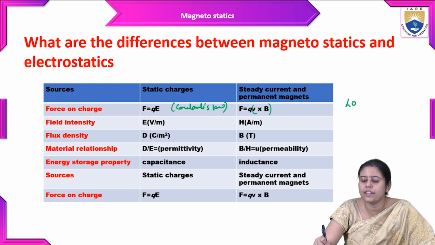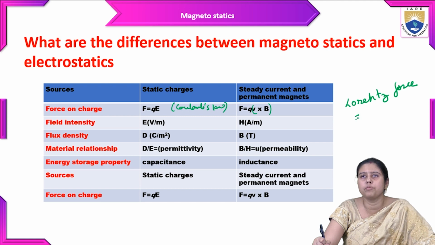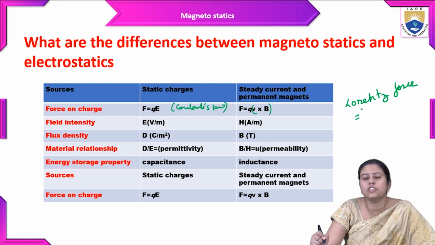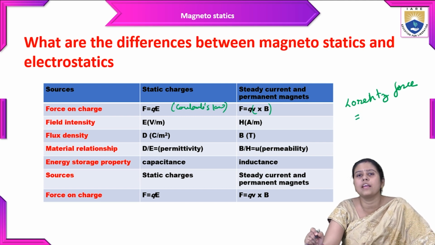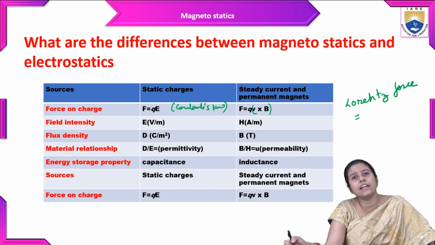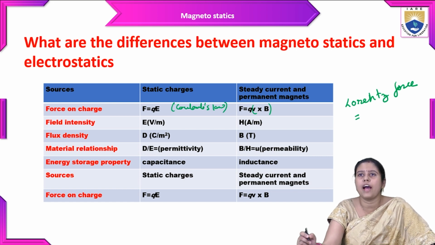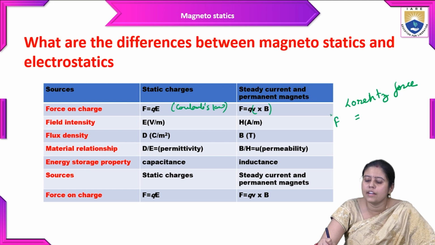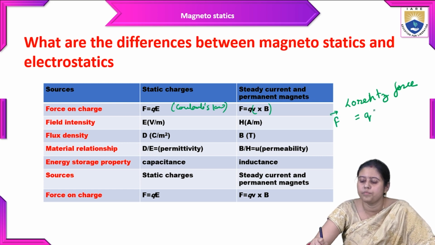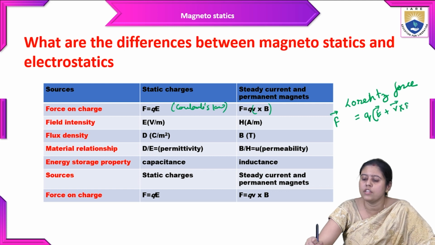And if we add these two things, we will get the Lorentz force. What is Lorentz force? Lorentz force tells that if a charge is moving in an electromagnetic field, it will feel two types of force. One is due to the electric field, another one is due to the magnetic field. And if we add these two, we get the new force, which is Q E plus V cross B, that is, F equals Q times (E plus V cross B).